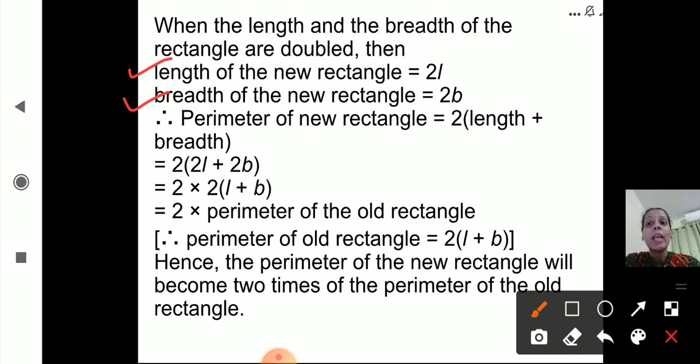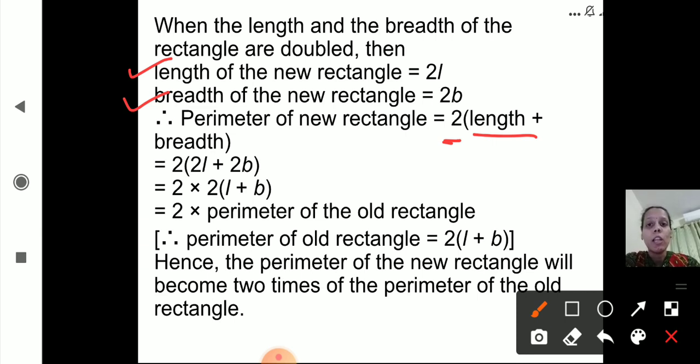Now when the length and breadth are doubled, firstly the length was L and the breadth was B. Now the length of the new rectangle is 2L and the breadth of the new rectangle is 2B. Now we will find the perimeter of the new rectangle. Again the same formula: perimeter of the new rectangle is equal to 2 outside the bracket, inside the bracket, length plus breadth.